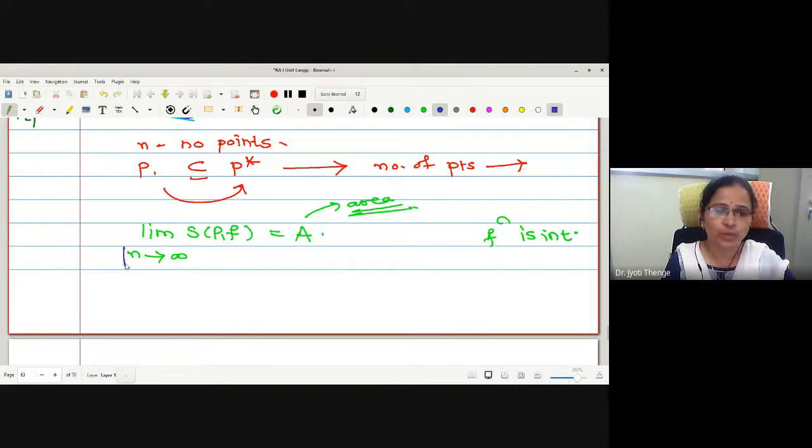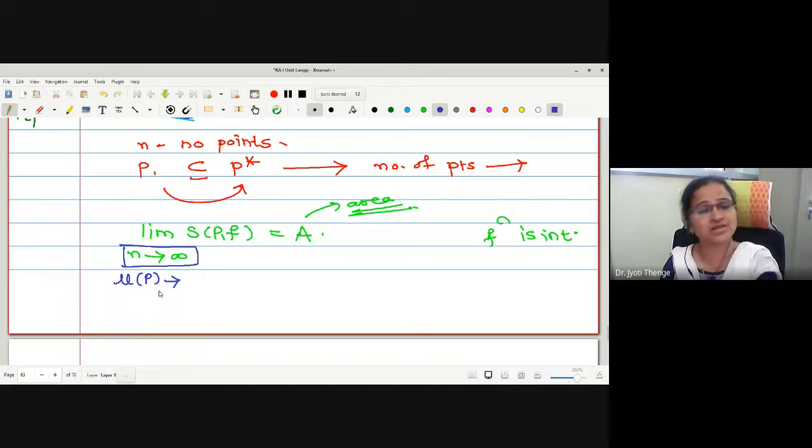In other words, whenever I am saying n is tending to infinity, what will be mu of P then? Mu of P is the length of largest subinterval. If you increase the number of points towards infinity, what about the length of largest subinterval? It will tend to which term?